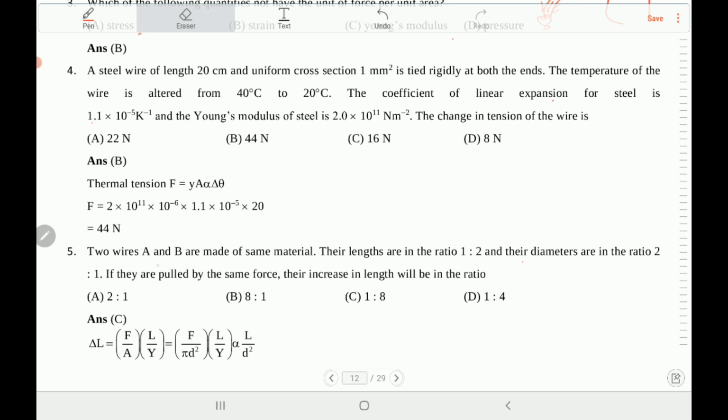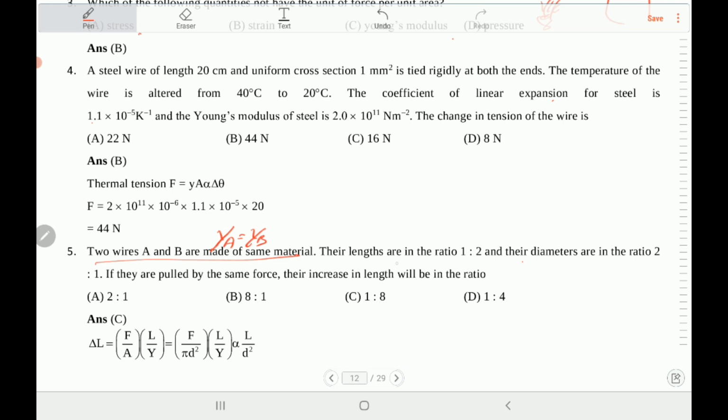Let's read now. Two wires A and B made of same material. As soon as you read these words, what do you understand? Young's modulus, because the Young's modulus of wire A is equal to Young's modulus of wire B. Like this only, you have to collect information while reading.